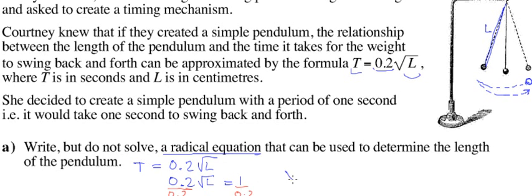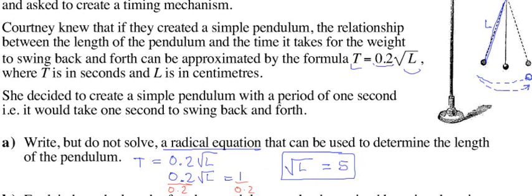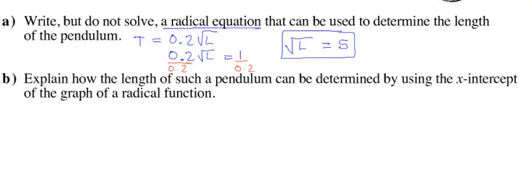And that gets us root L equals 1 divided by 0.2, which is 5, it turns out. And if it has to be radical, I guess we stop right there. Normally the next step would be L equals 25 after we square both sides, but if they want radical, then there it is. Now, what next?